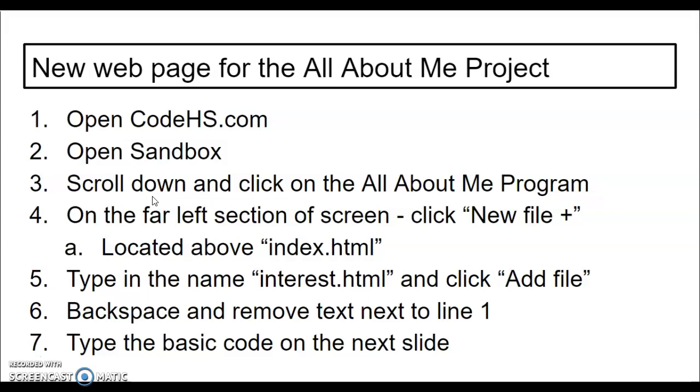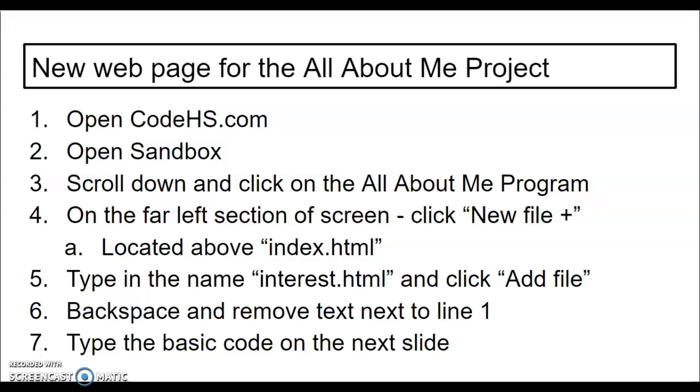Well, like all of our other projects, we're going to open codehs.com, we're then going to go to our sandbox, we will scroll down and click on the All About Me program. Okay, so you've made web pages in the All About Me program already. You don't need to create a new program. You're just going to open the All About Me program up, and then in step 4, we're going to add a new file or a new page.